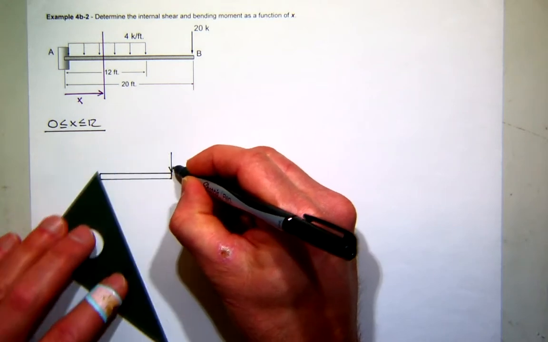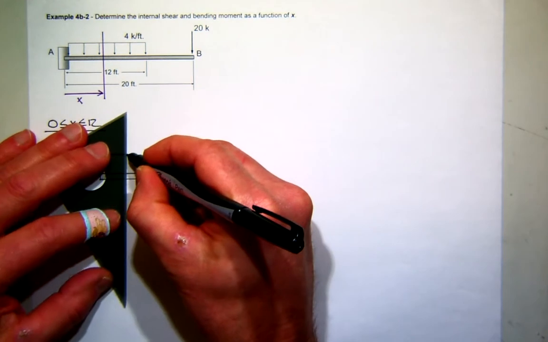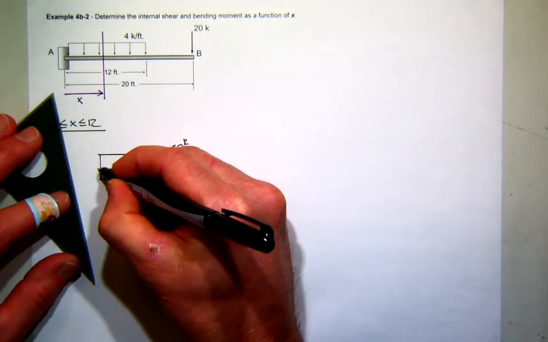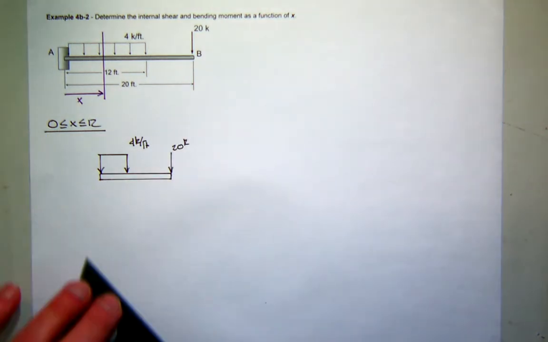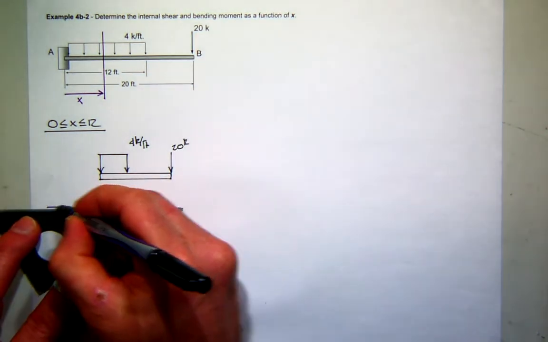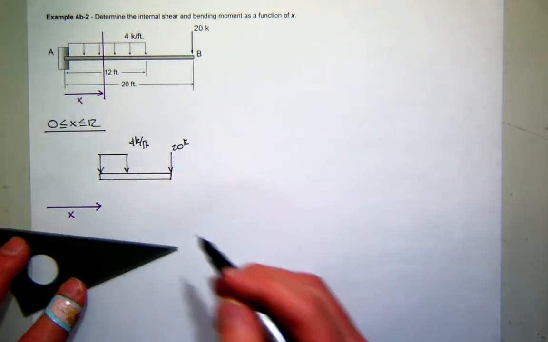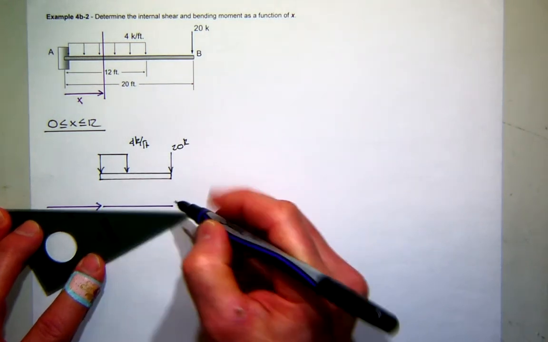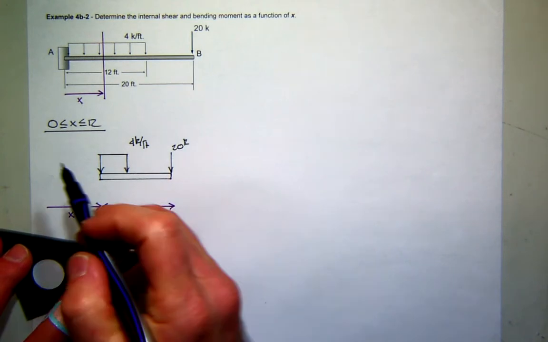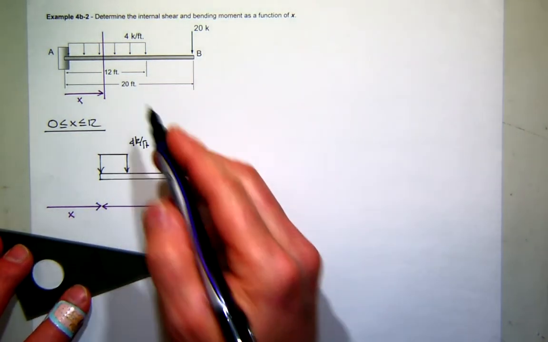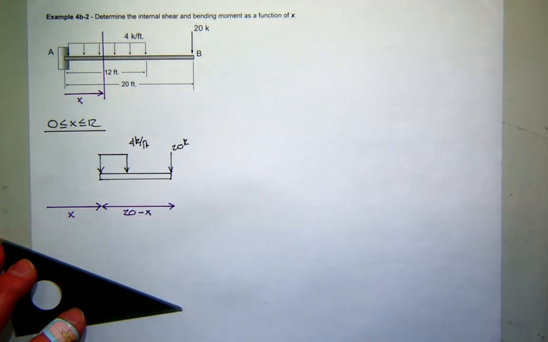So I've got a 20 kip force here. I'm going to have some portion of the distributed load, which is 4 kips per foot. Now to help you visualize this, remember that x from the left-hand side is to here. So what would be the remaining length of this bar? This plus this has got to equal 20, so this is going to be 20 minus x. Everybody see that?